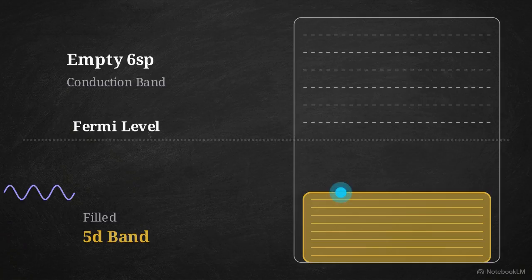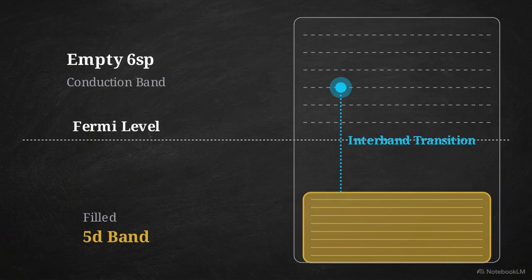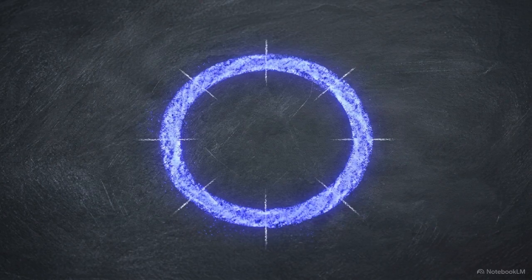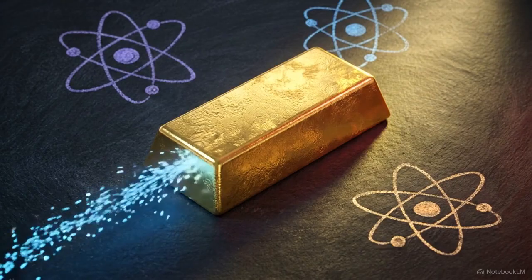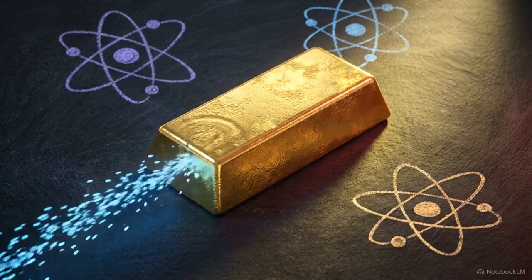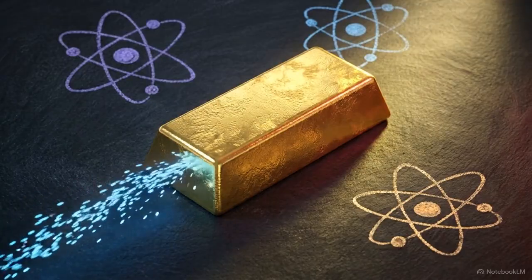When a photon carries exactly the right energy, it strikes a bound electron in the 5D band, violently promoting it into an empty conduction state. The electron leaps the gap, consuming the photon in an interband transition. In a solid gold crystal, the precise energy required to bridge the gap between the top of the 5D band and the available 6 sp states is exactly 2.4 electron volts. 2.4 electron volts is the exact quantum equivalent of blue-violet light. The color of a gold bar is the macroscopic sum of trillions of these individual quantum leaps, continuously deleting blue photons from the ambient light.